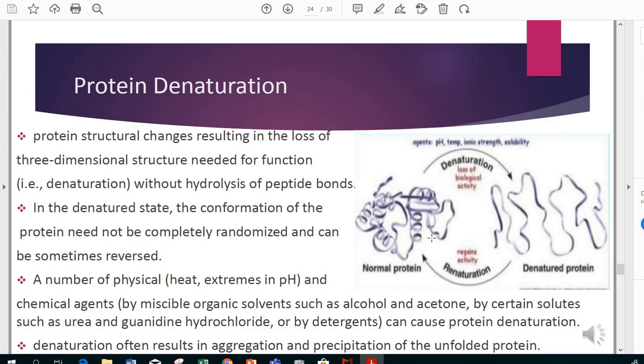This is the normal protein. When there is a denaturing factor, like heat, pH, ionic or some chemical agents, it will lose its bonds except the peptide bond and lose its biological activity and be converted into a denatured protein, which may be aggregated and precipitated. Sometimes it can be reversed and renatured again. This is our definition of denaturation.